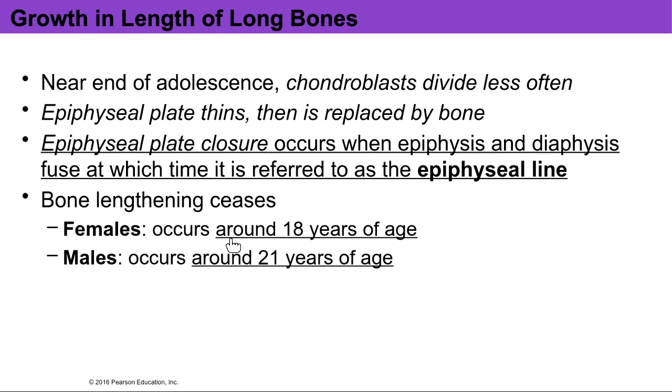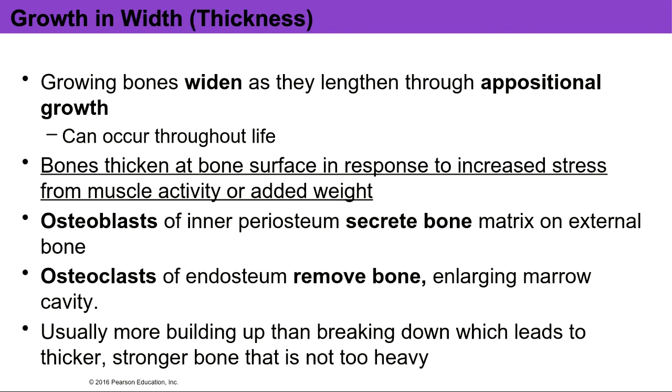Now, you should know this number here. You might have a question on when bone lengthening stops. For females, it's younger. Females are going to stop having bone growth in length at about 18. Maybe it's 17 for others, maybe 19 for others, but it's usually around 18. For males, it's a little later, about 21. So that was about bone growth in length.